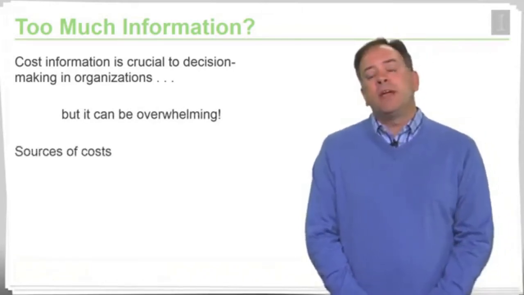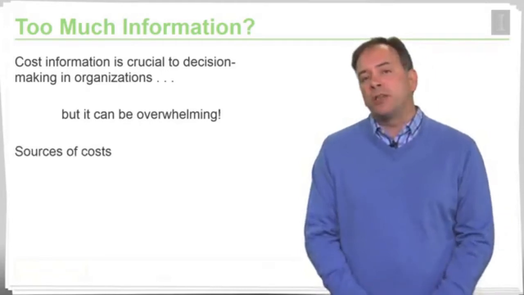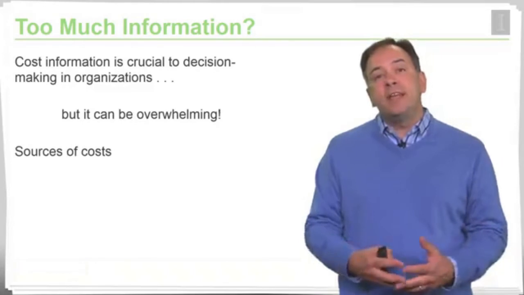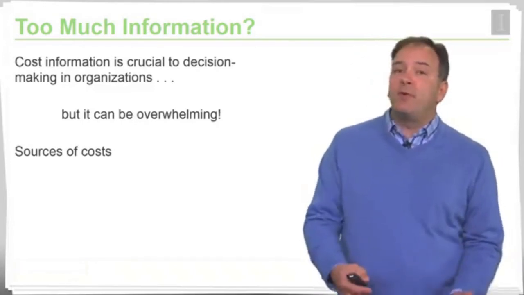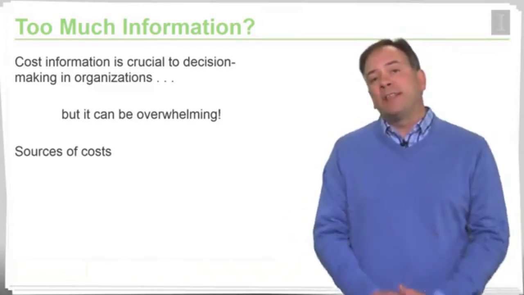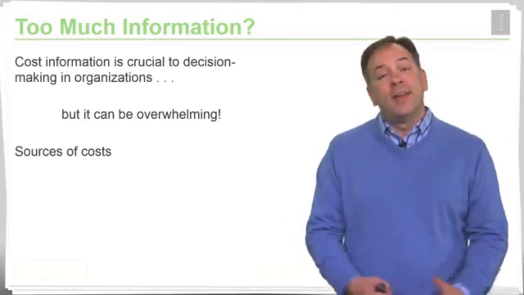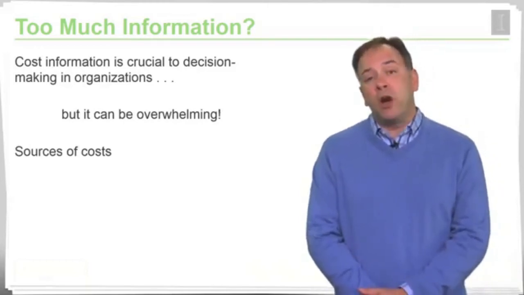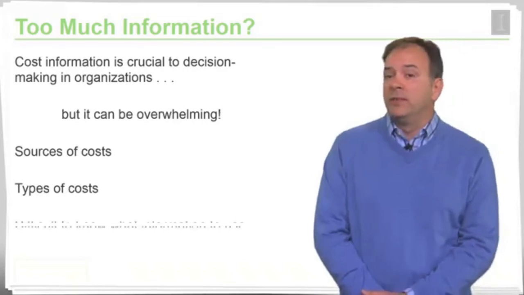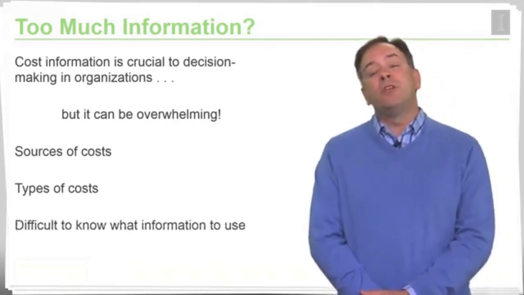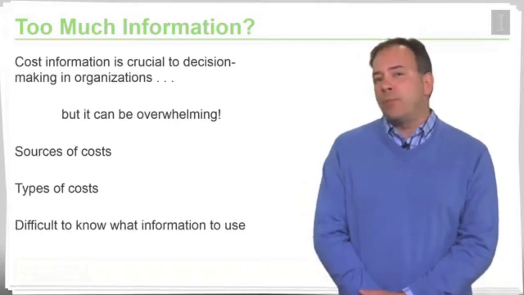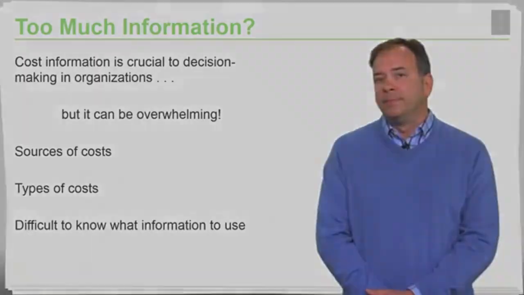The reason for this is because there are many different sources of costs inside of the organization. All of the different types of activities use up resources, and every time a resource is used, a cost is incurred. So imagine all of the different types of activities that go on in organizations, and you can think about a variety of different sources of costs. This means that there are lots of different types of costs. And so it can be very difficult to know what information to use for what decision. Let's have a checkpoint to explore this issue further.